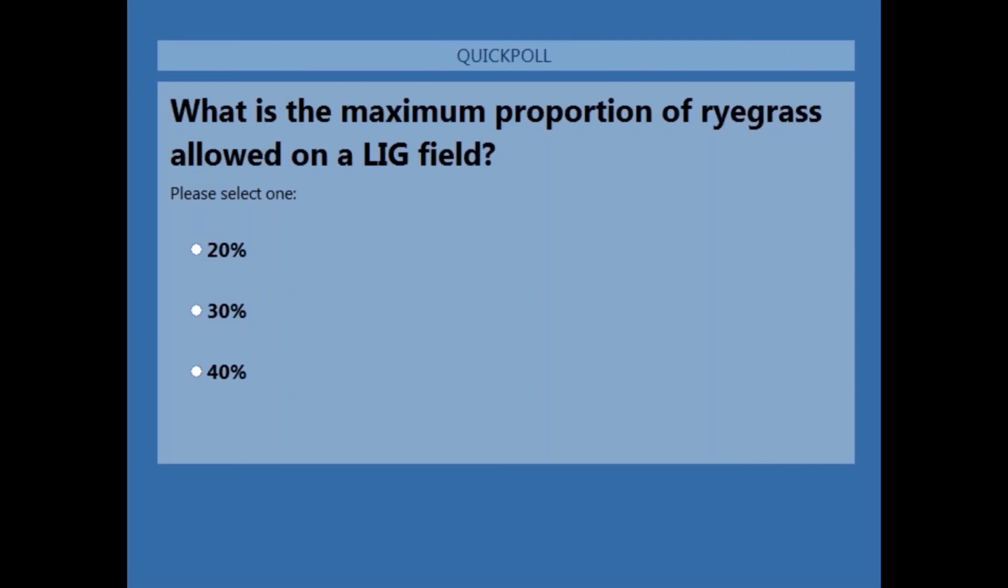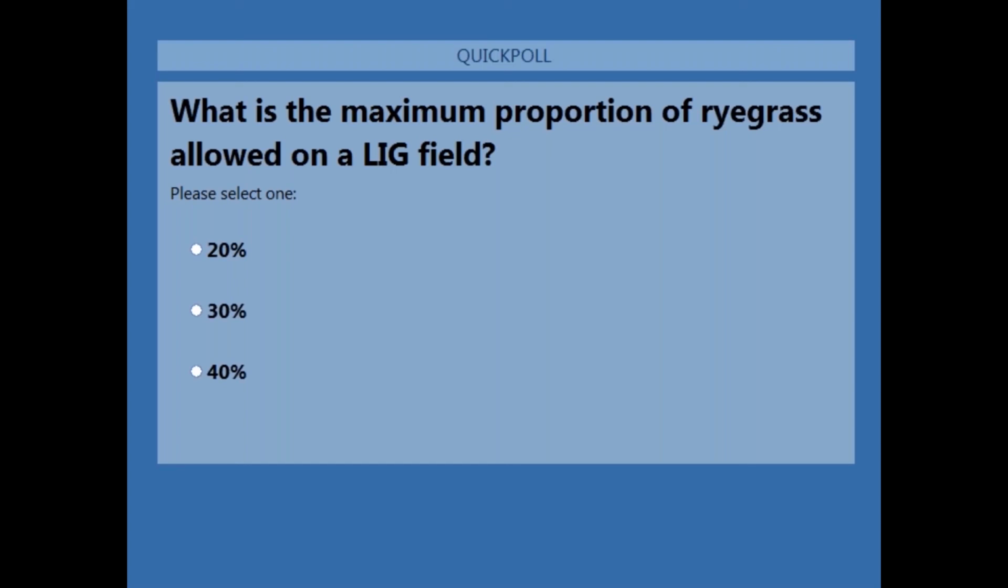So what's the maximum proportion of ryegrass allowed on a LIG field? Is it 20%, 30%, or 40%? Again, this was covered by Tara in the last presentation. So we have a tolerance there, but it's a question of how much.